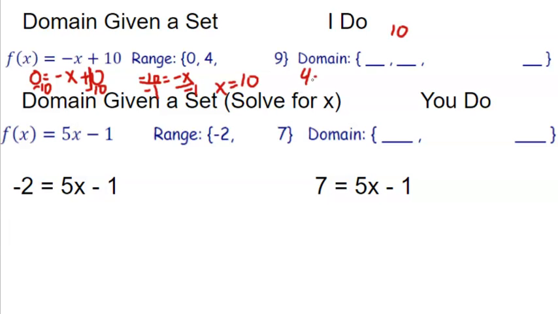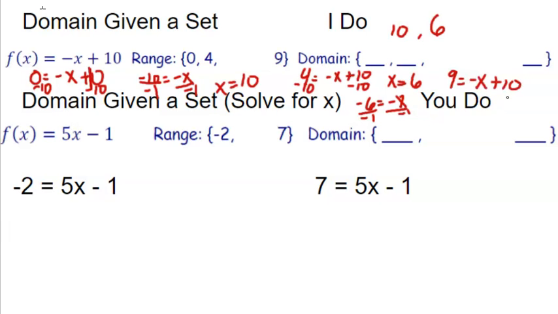Okay, now let's set it equal to 4. Subtract 10. Divide by negative 1. So we have x equals 6. And then we're going to set it equal to 9. 9 equals negative x plus 10. Subtract 10. Negative 1 equals negative x. Divide by negative 1. X equals 1. So order from least to greatest would be 1, 6, and 10.